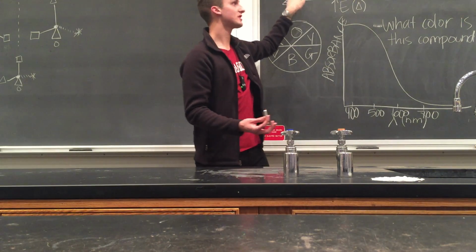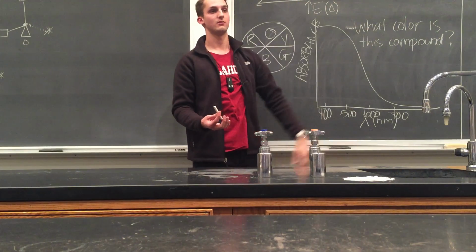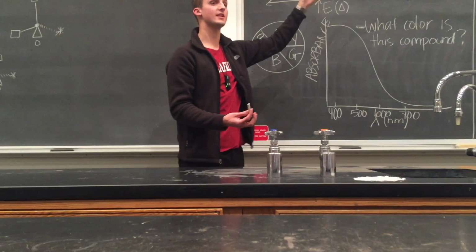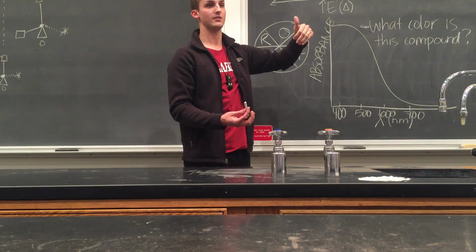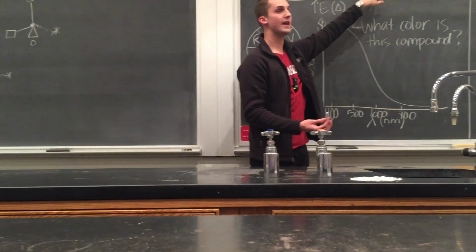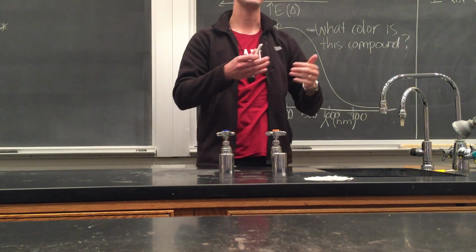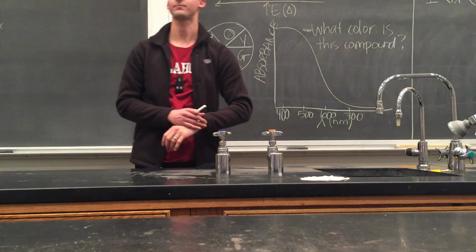Which side has the lowest wavelength? The left side. As I increase in energy, I'm decreasing in wavelength. So lower energy light has longer wavelengths, higher energy light has shorter wavelengths.